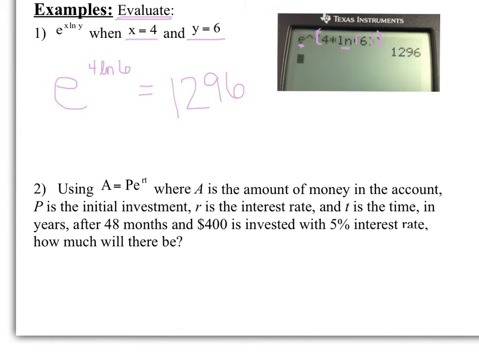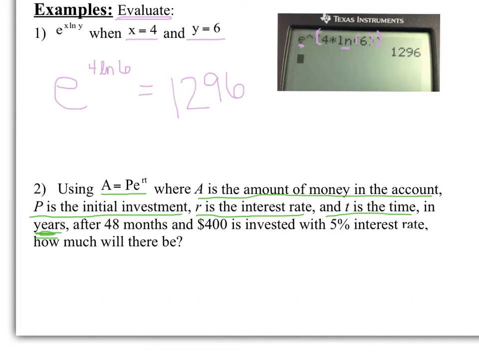So for the next one, it says using the equation A equals P times e raised to the RT. So they give you the equation. A is the amount of money in the account. P is the initial investment. R is the interest rate. And T is time in years. You have to read the question carefully because it says in years.